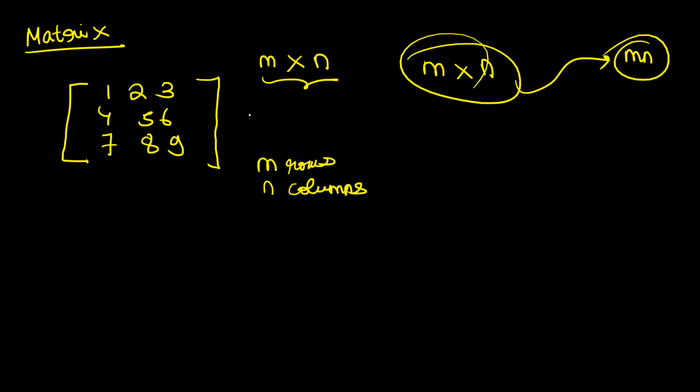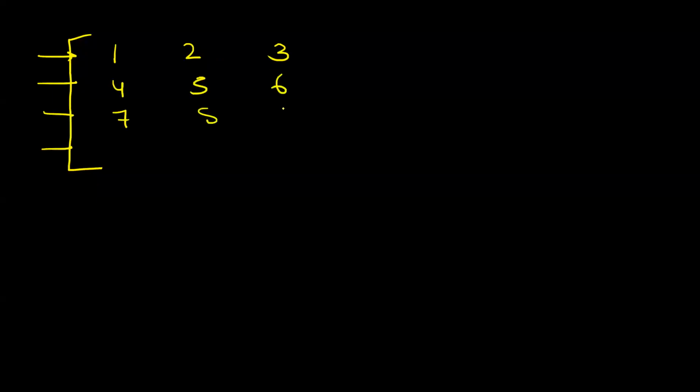Okay. So let's say that I tell you, I have a 4 by 3 matrix. I have a 4 by 3 matrix. That is, you will have 4 rows, and every row will have 3 columns. So in total, 12 elements can be stored. So let's say 1, 2, 3, 4, 5, 6, 7, 8, 9, 10, 11, 12. So this is a 4 by 3 matrix, 4 rows and 3 columns.